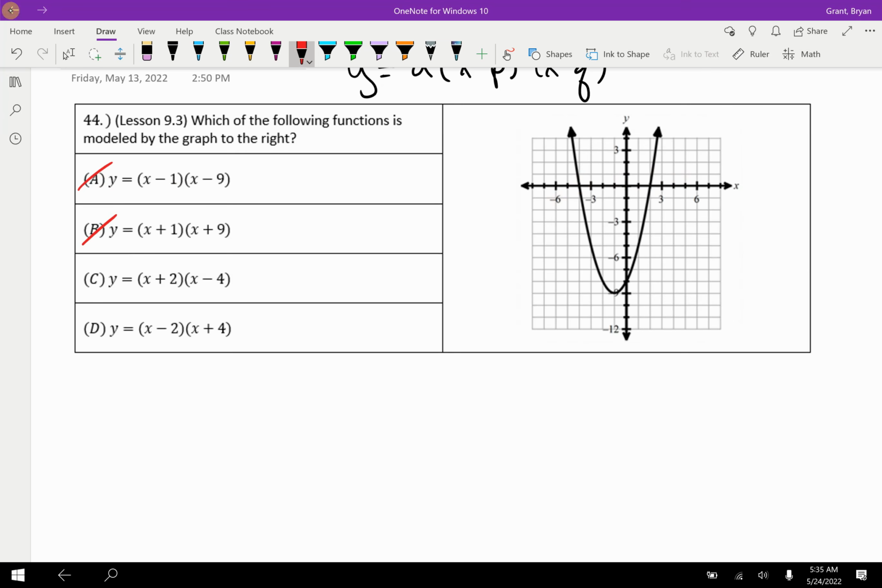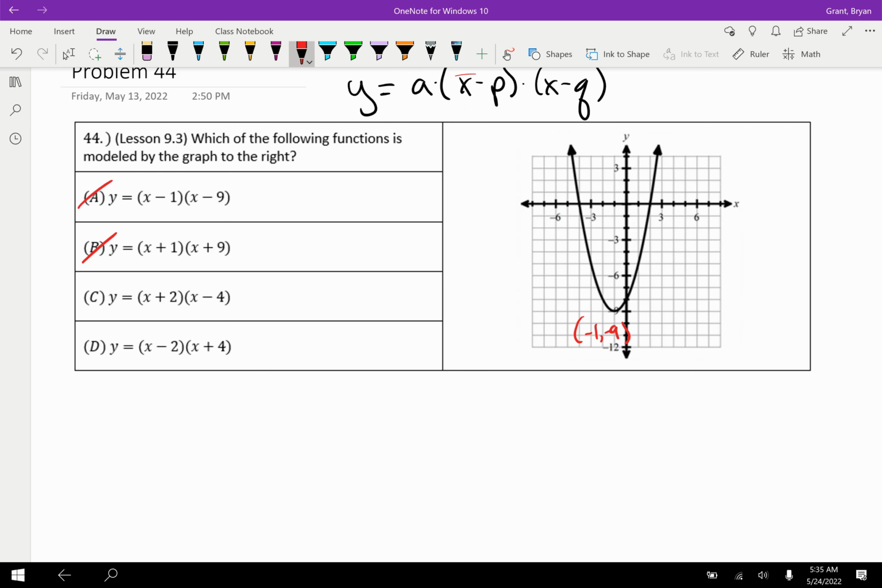They're trying to trick you and see that the vertex is -1, -9. We can't see the vertex from intercept form. It's not HK form, right? And you'll have a formula like this on your test. You'll be able to see that these are H and K. But we're down to C and D pretty quickly.